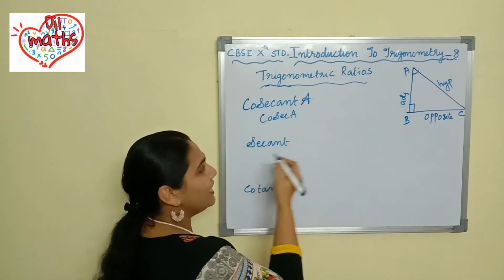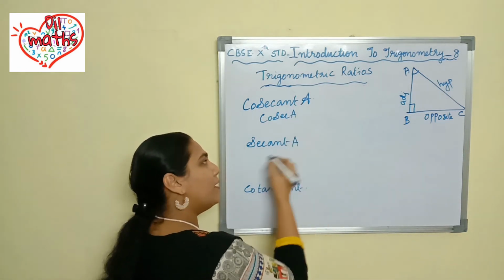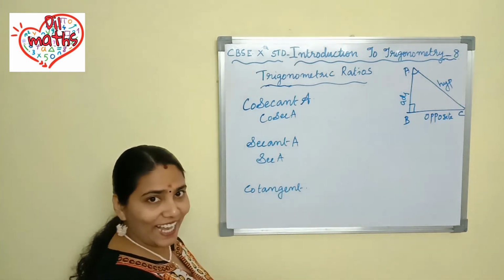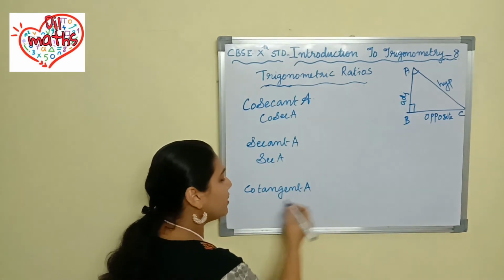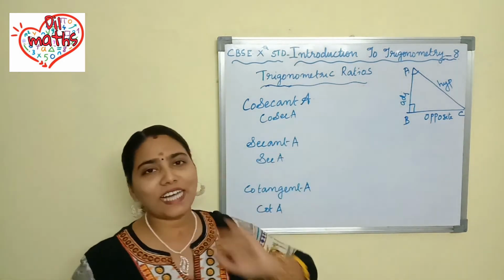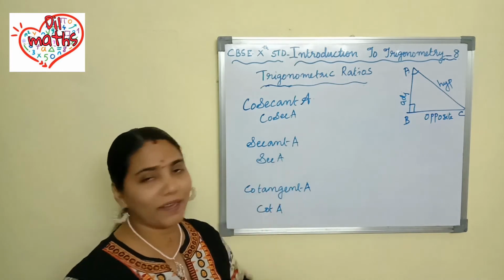For this one, secant of A only. But in short form we will write sec. This one, cotangent of A, we will call it cot A. So here I took the angle A, that's A in all places.